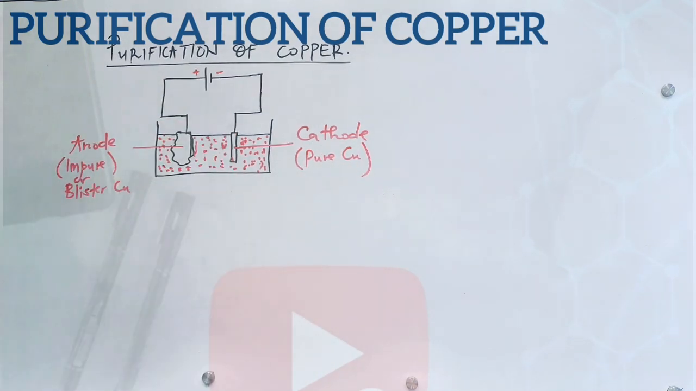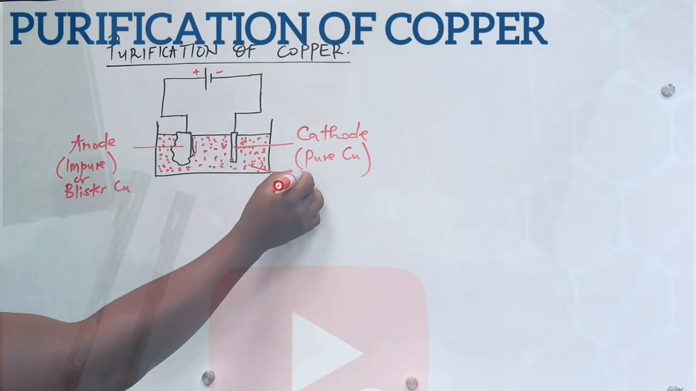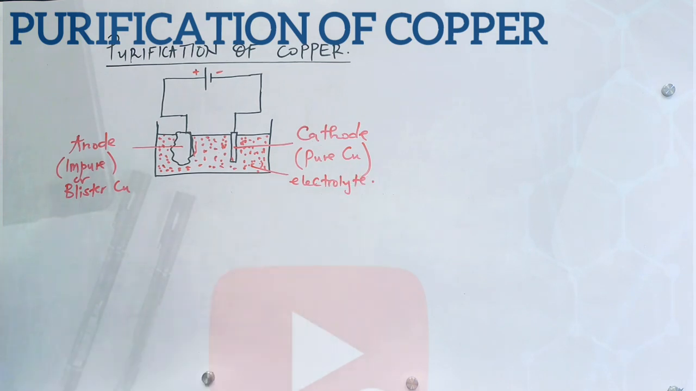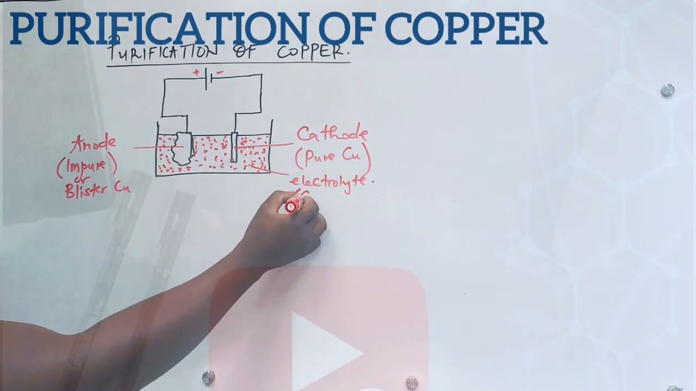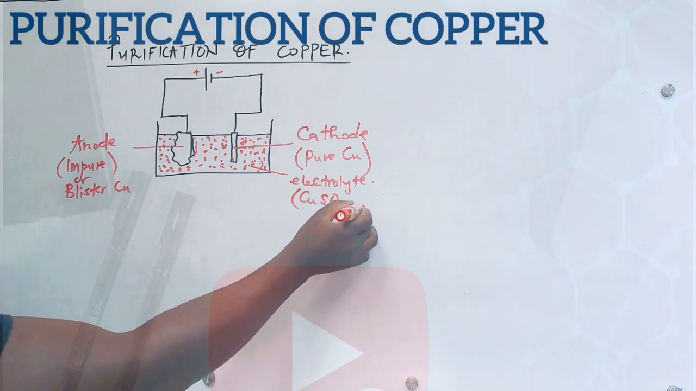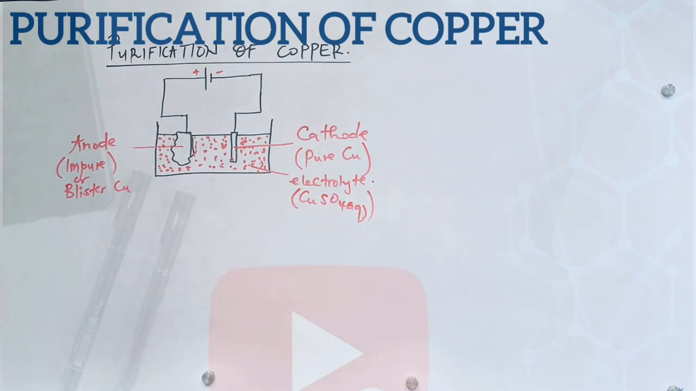Then this is the cell. Then this is the electrolyte. Our electrolyte must be copper(II) sulfate in aqueous solution, so that our ions will be free to move from one electrode to another.